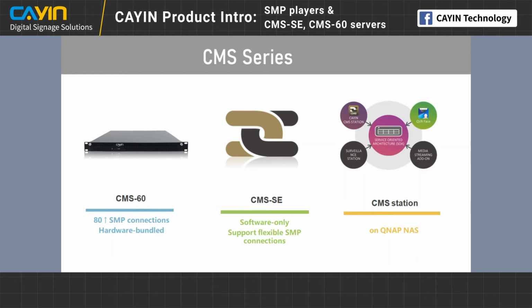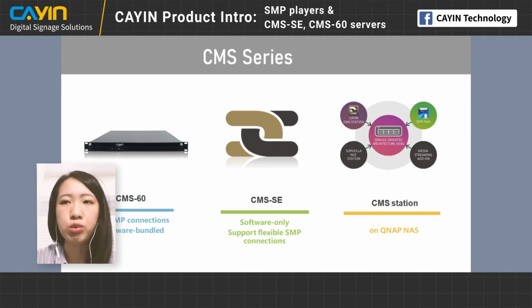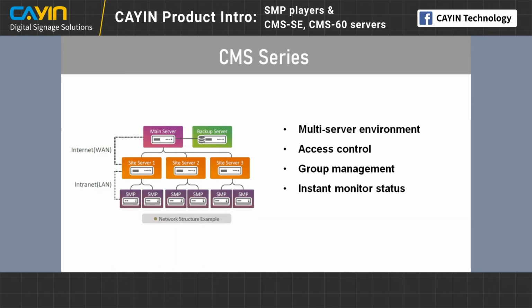CMS 60 is for over 80 SMP connections. It is bundled with hardware, so you don't have to install the software on your own. CMS 60 is a software-only solution. It supports a flexible quantity of SMP connections. CMS Station is an app on QNAP NAS, so if you are a QNAP NAS user, you can apply CMS Station very easily. The system structure of the CMS series has a main server and SMP players.